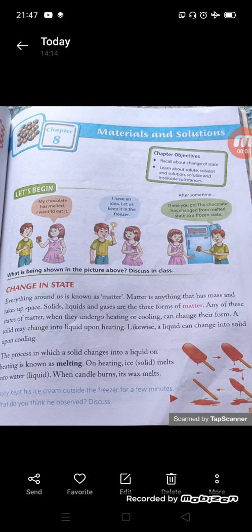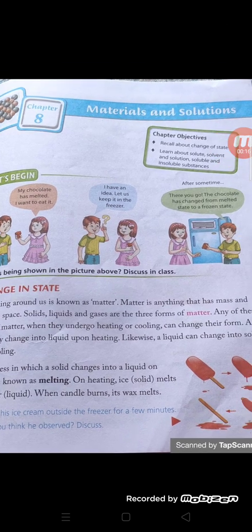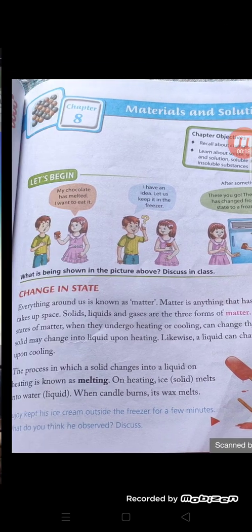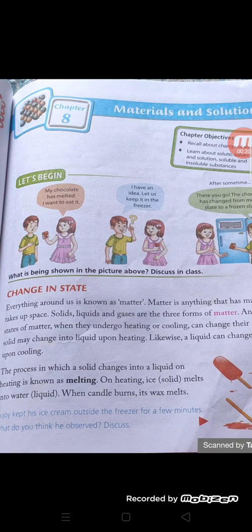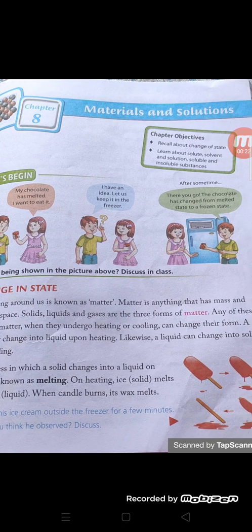Hello children, let us start a new chapter. Chapter number 8, Materials and Solutions. Change in state. Everything around us is known as matter. Matter is anything that has mass and takes up space. As we know, matter is anything that has mass and takes up space.